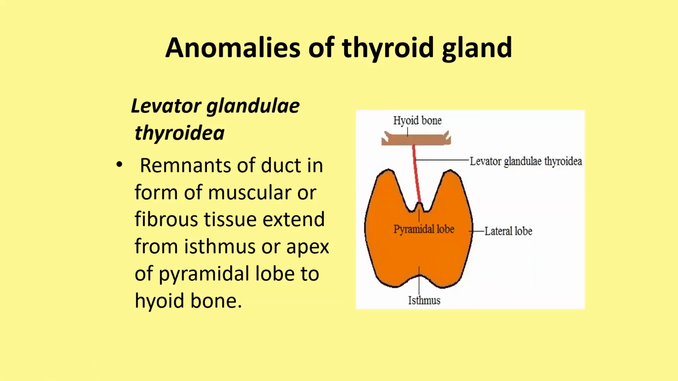Now what is that? When the remnants of the duct in the form of muscular or fibrous tissue extend from the isthmus or apex of the pyramidal lobe to the hyoid bone. So again, the remnants of the thyroglossal duct are there. They give rise to the pyramidal lobe, or we may have a muscular or fibrous component extending from the hyoid bone to the pyramidal lobe. So that is what is called the levator glandulae thyroidea. That is the muscular or fibrous persistence of the thyroglossal duct.